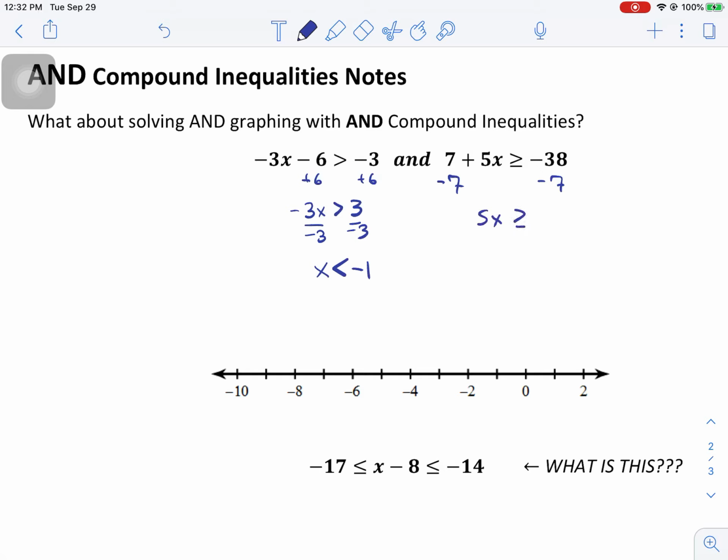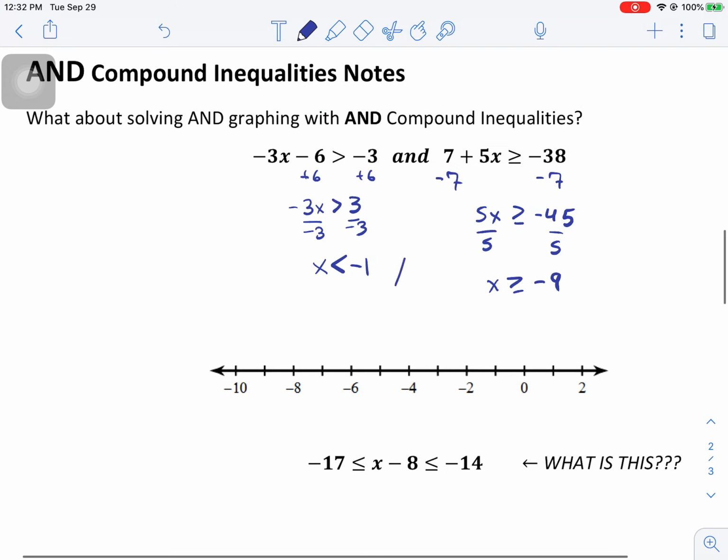We go 5x is greater than or equal to -45. Divide by 5 on each side, and we get x is greater than or equal to, what is that, 9? Sorry, that's -9. 45 divided by 5 is 9. And then "and" is what's between this.